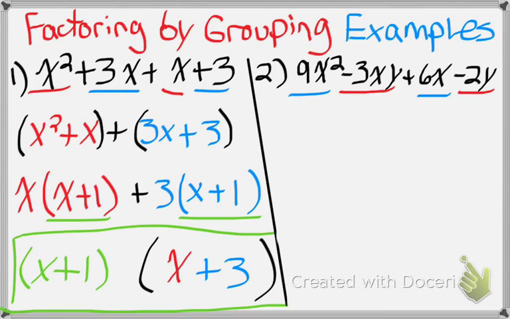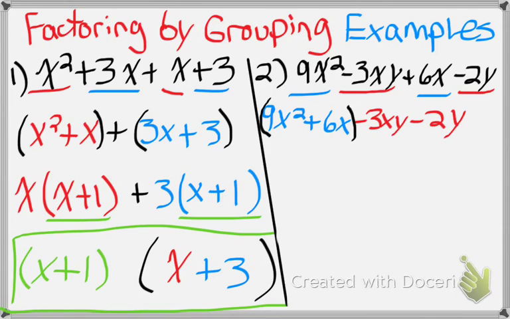Alright, so I'm going to rewrite this order. I just changed the order of everything. Haven't changed anything yet. I just changed the order so that the common things are grouped together by something they have in common. So now we're going to factor each of them.